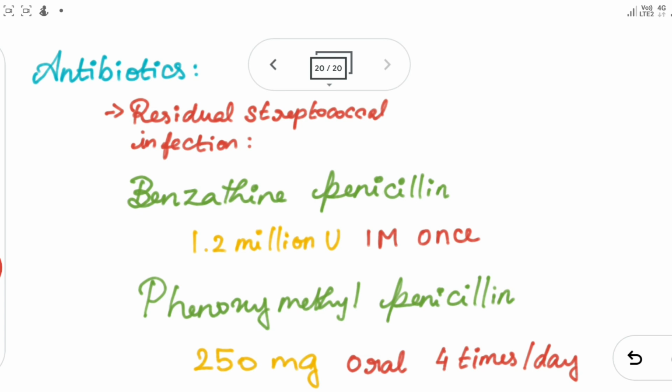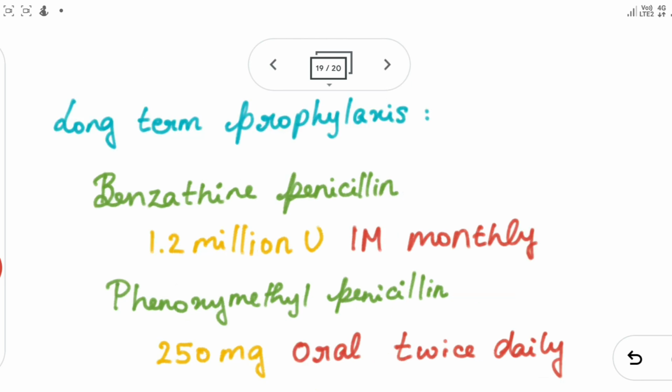Coming to antibiotics, residual streptococcal infection is treated with benzathine penicillin 1.2 million units as an intramuscular injection once, and phenoxymethylpenicillin is given orally 250 milligrams 4 times a day for 10 days. For long-term prophylaxis, benzathine penicillin 1.2 million units is given as an intramuscular injection monthly, and phenoxymethylpenicillin 250 milligrams is given orally twice daily.